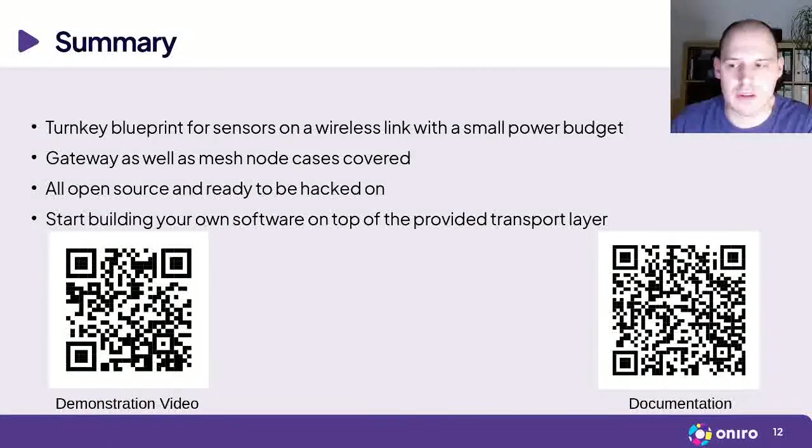So what is it you should take home here? What this is offering you is really a turnkey solution for getting some kind of microcontroller or sensor on a wireless link, even with a really small power budget. So really take your microcontroller, put a coin cell battery to power it, and have it running there and being able to do the wireless communication for sensing or acting or whatever.